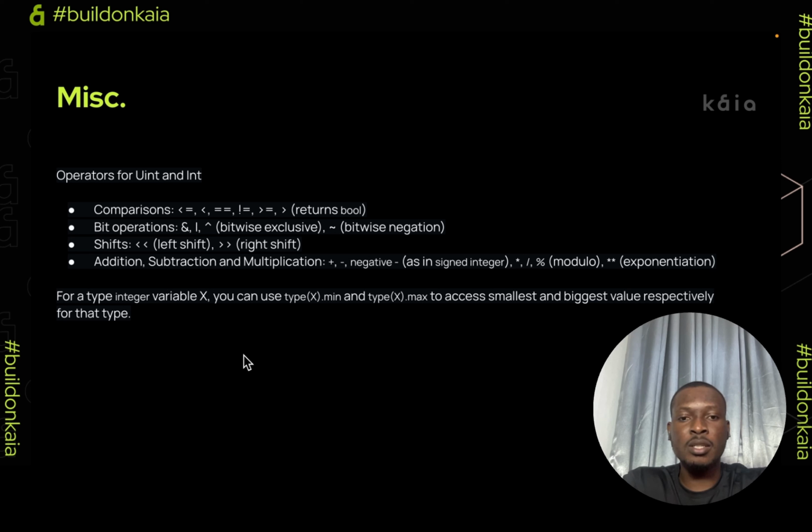Right? Usually, when you want to calculate the smallest and the biggest value that an unsigned integer or a signed integer can store, there is provision for that. So you just basically use the type keyword with the variable and the property min or max, right? So you get the minimum value that can be stored in that variable, and for max, you get the maximum value that can be stored in that variable.